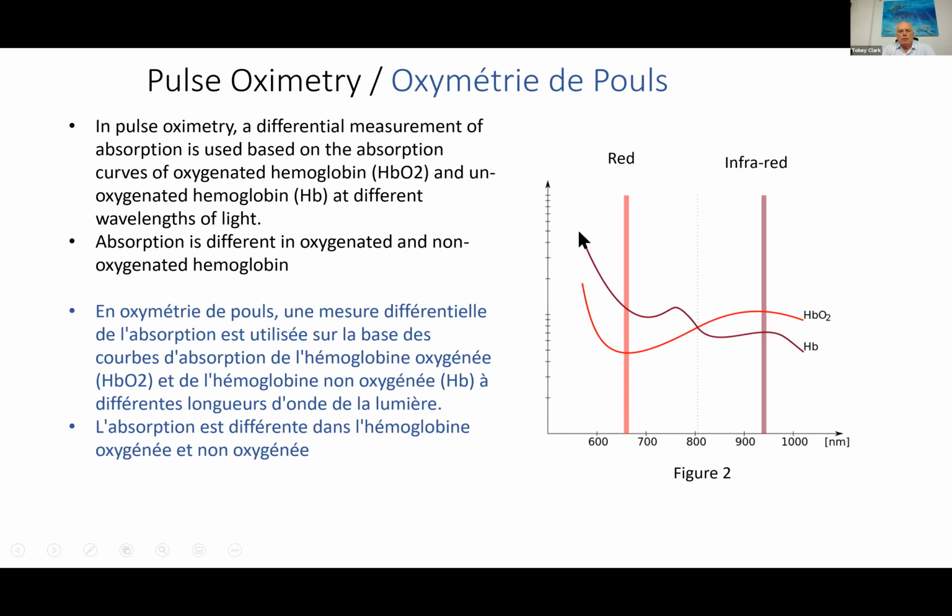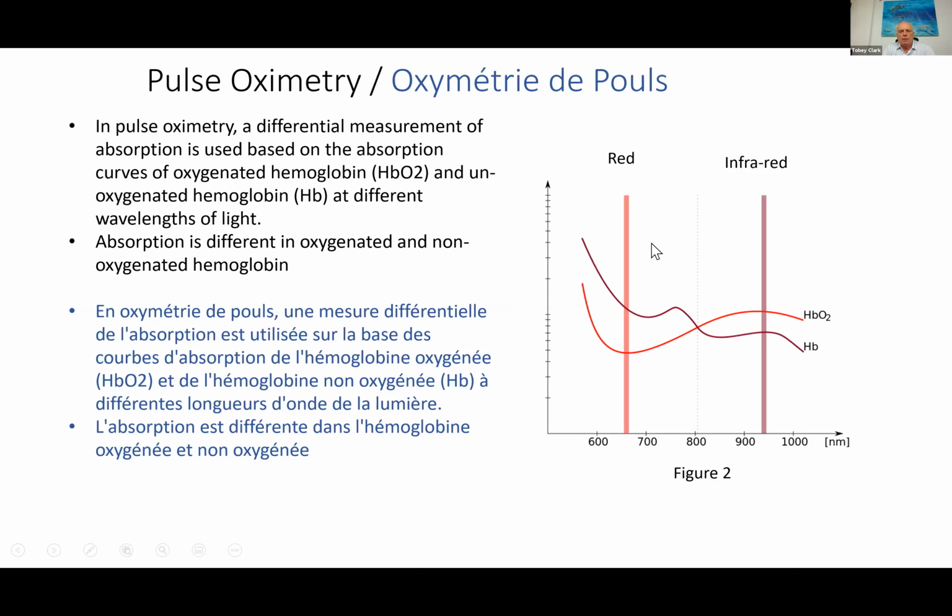And you can see in the waveforms here, we have one which is for hemoglobin, Hb, and another waveform which we see for HbO2, that is saturated hemoglobin. Just a single Hb is unsaturated.